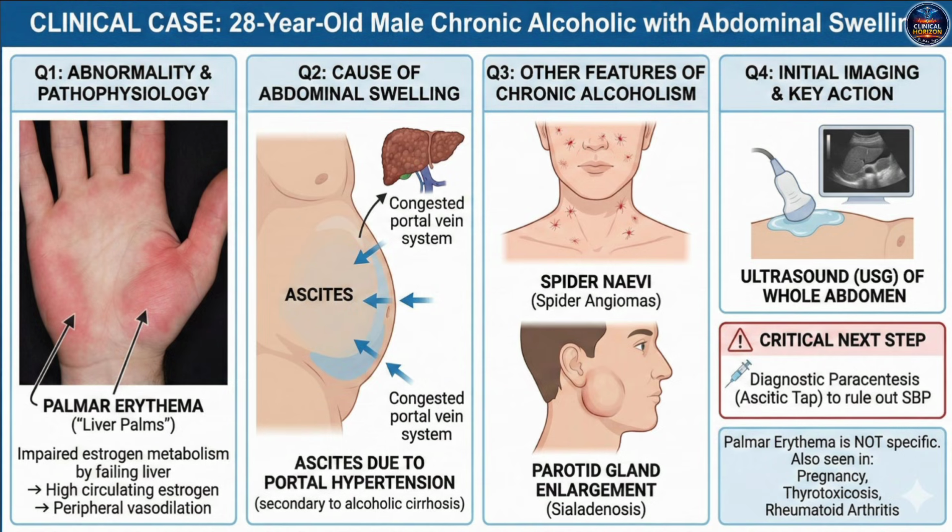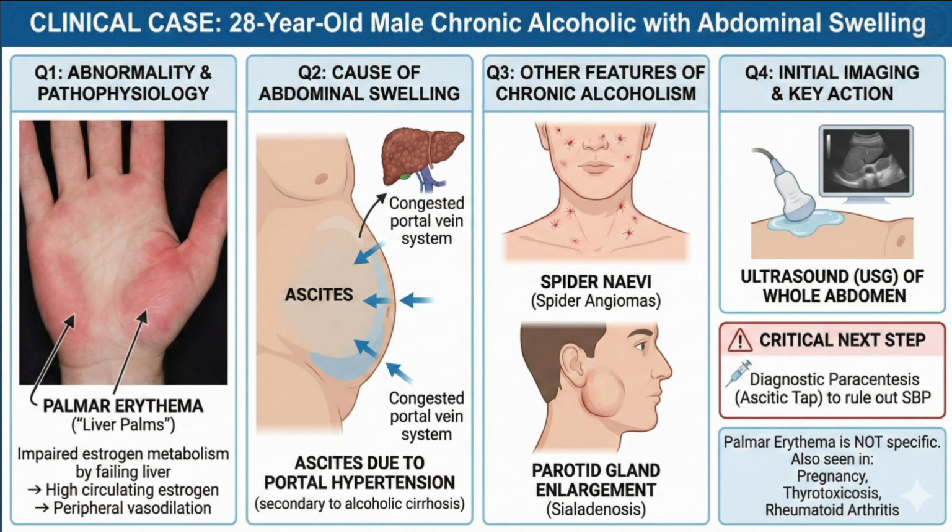Now the third question asks, mention 2 other features of chronic alcoholism. The question asks for features associated with chronic alcoholism specifically, which often overlap with general CLD stigmata. Pick 2 distinct high-yield signs. The answer to write: spider nevi or spider angiomas. Look for this on the upper chest and face, also due to high estrogen.